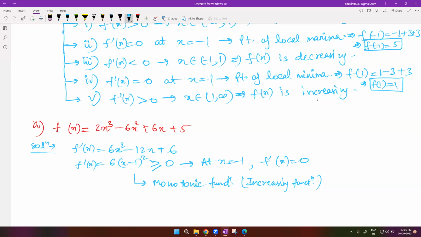There should be x equals 1, not x equals minus 1. Correct. That is why it has no extreme points, or we can say no point of local minima or maxima, because our f dash x is not changing the sign. It changes its sign 0 times. That is why 0 extreme points. No point of local minima or local maxima.